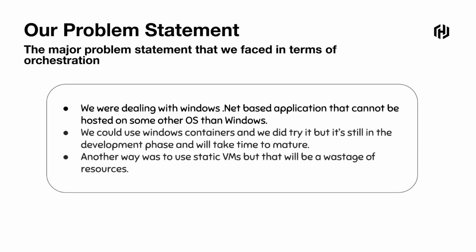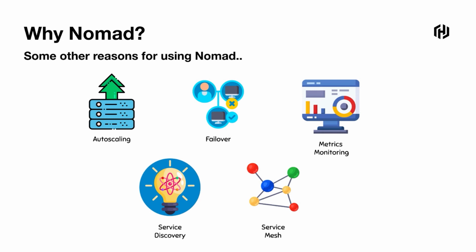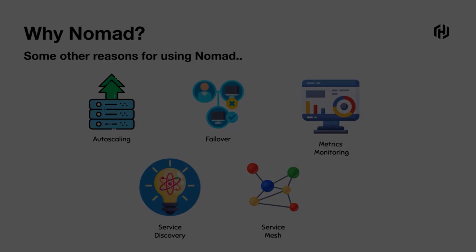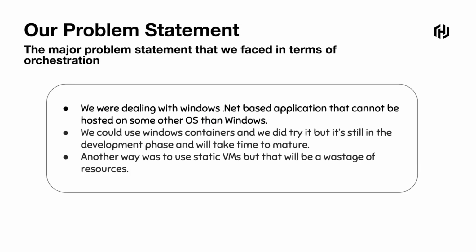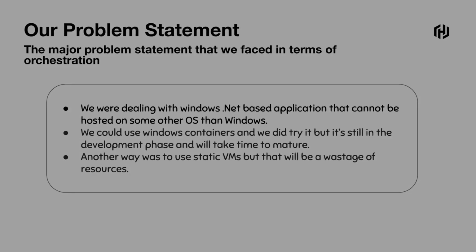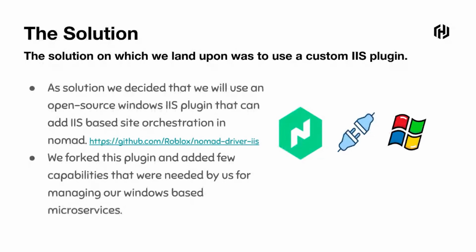The failover we mentioned on the previous slide was something we were not able to do on the Windows based microservices. Since they were using Kubernetes as the orchestration engine, they did not give a thought to anything else. But while working on Nomad, I came across this amazing concept of plugins. As a solution, we identified a plugin which supports the IIS drivers of Windows, called the Nomad driver IIS, created by the Roblox organization. We forked that project and did further development on it.